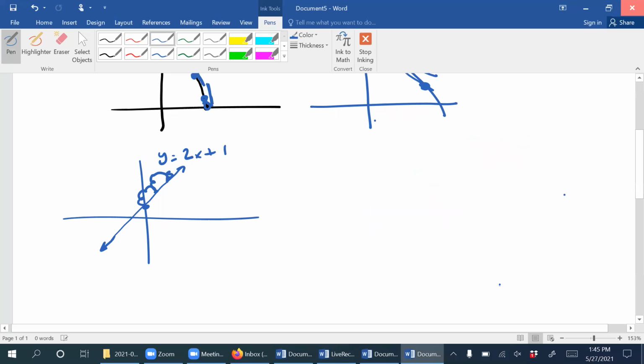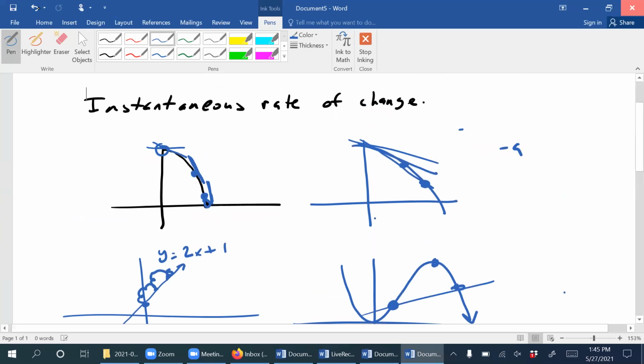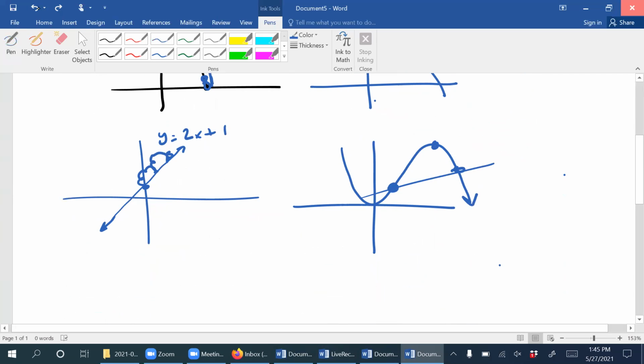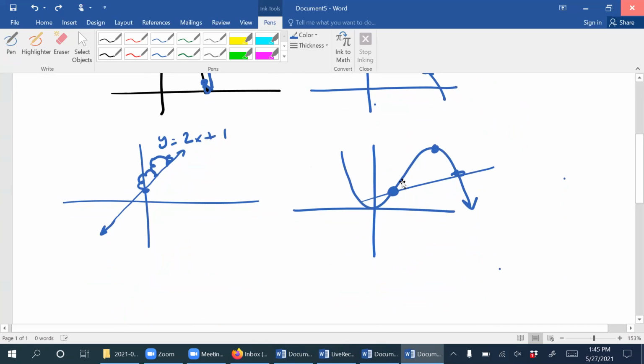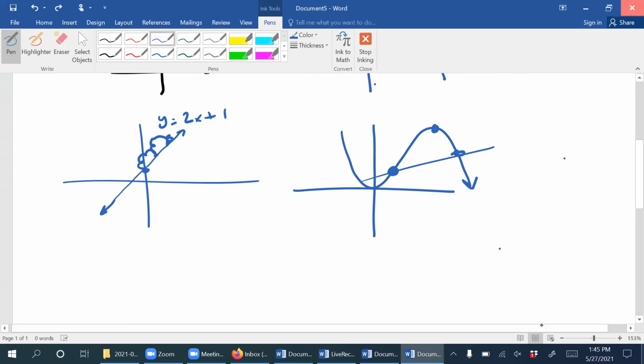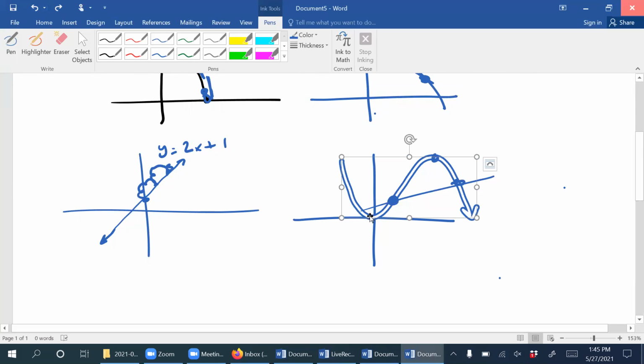But once we end up with a graph that's curved, depending on which two points you pick, you get totally different slopes. So I can't tell you with good accuracy how slopey this is, how slopey this is, unless I pick a point that's really darn close, right?